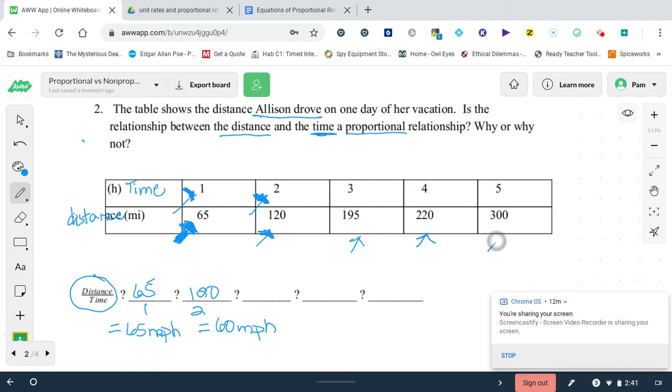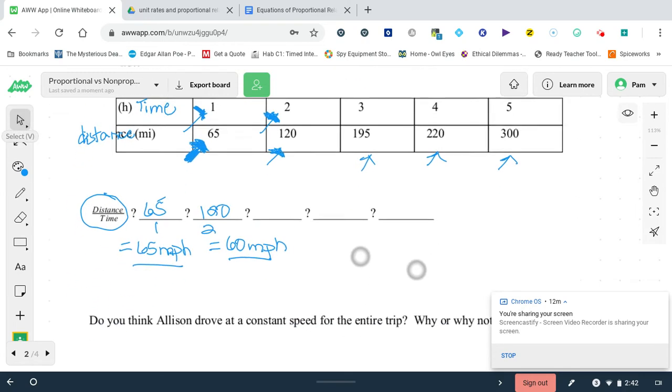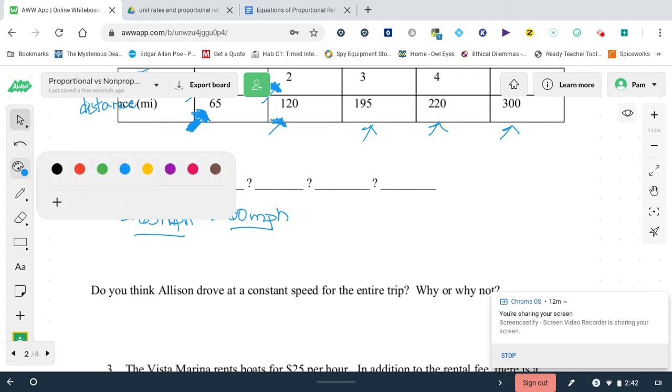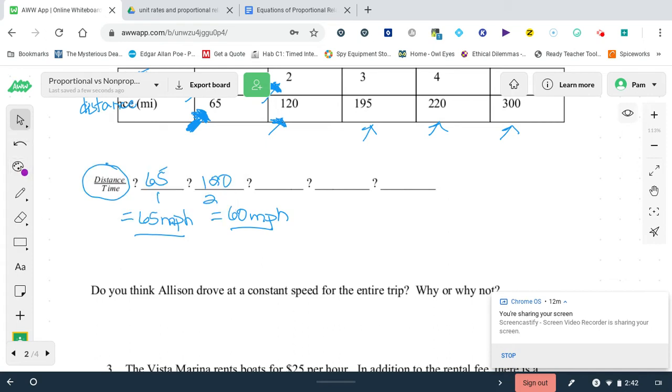You don't have to check this column, nor do you have to check this column automatically, because when I found the ratio of each one of these, where you had distance and hours, this quantity ended up being 65, whereas this one ended up being 60. They're not the same. So automatically right there, I know that these two are not proportional. All right. Not proportional.